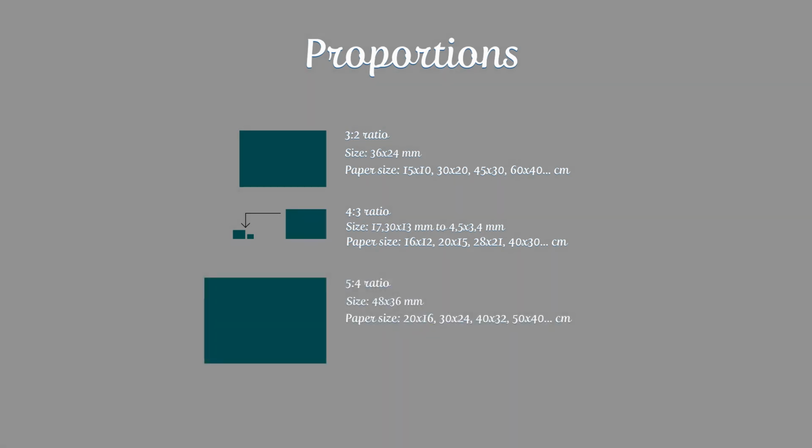Also, we will find the 5:4 proportion of medium format cameras with a 48 by 36mm sensor. In this case, the paper sizes shown on the screen will help us. As you can see, it is to maintain the aspect ratio depending on the proportion that your sensor uses.